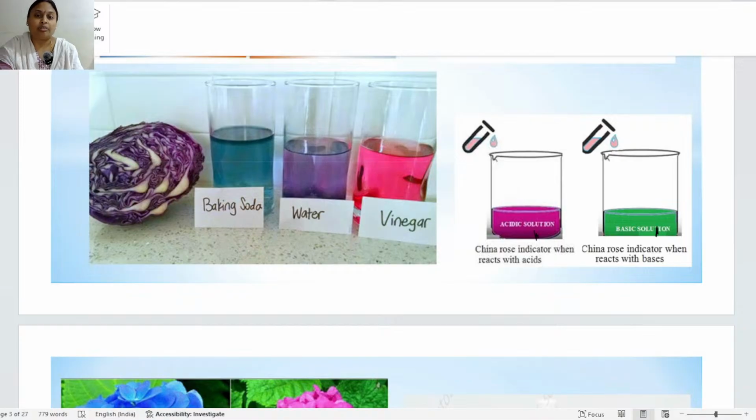Okay. So now here if we see, baking soda is a basic substance. That's why blue color. And here purple color as it is, no change. And when it comes to the vinegar, it is giving the pink color.